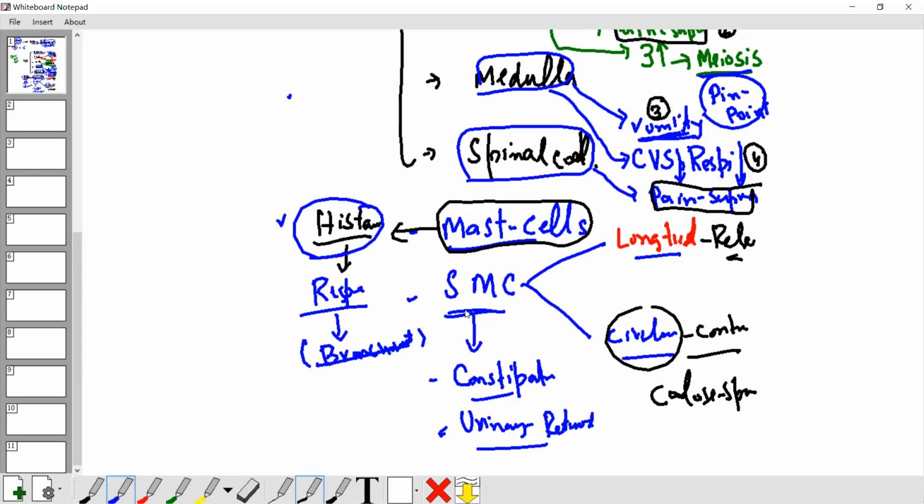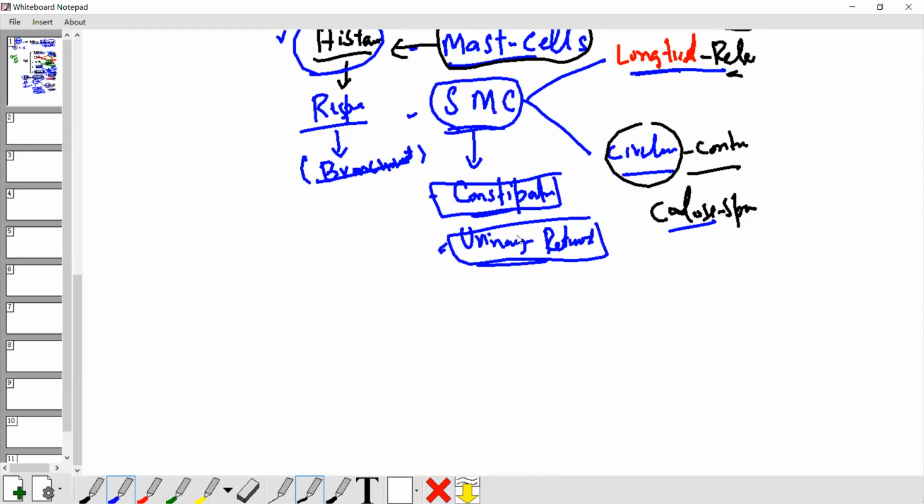Okay, now the next thing, the smooth muscle. Longitudinal smooth muscle relaxes and circular smooth muscle contracts. In the GIT, what happens? Every function stops. Yes, constipation and urinary retention. Clear? Constipation and urinary retention.